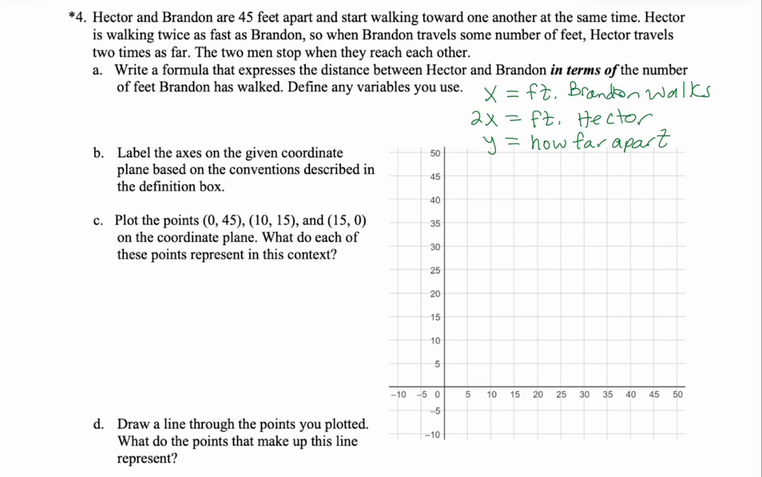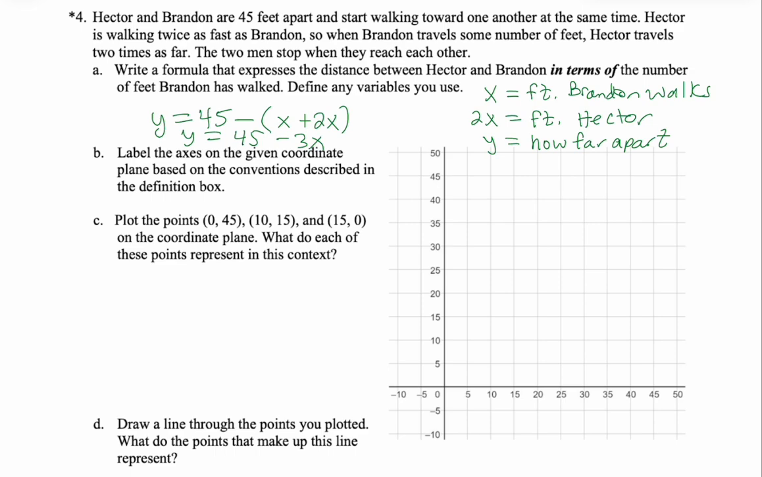So let's think about something for a minute. They start out and they are 45 feet apart. They're walking at a certain spot, they stop. Brandon has gone x number of feet. Hector has gone 2x number of feet. So the distance now that's left is 45, take off whatever they have walked. Now, what could we do to make x plus 2x nicer? Combine like terms. That's going to be 3x. So I would say that we would get y equals 45 minus 3x.